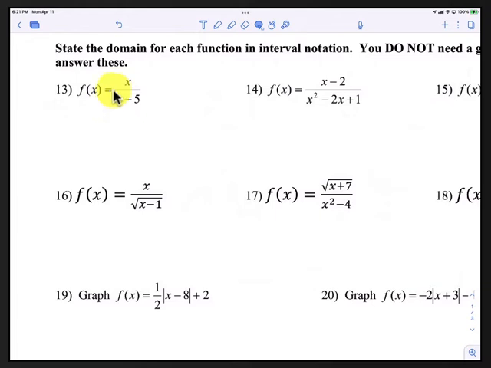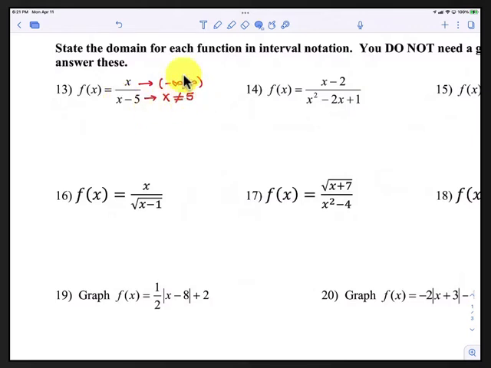All right, the function is f of x equals x divided by x minus 5. Let's look at the numerator. What is the domain of just the numerator? Well, we could use all real numbers for x in the numerator. There are no restrictions, so that's negative infinity to infinity. Well, what about the denominator? In the denominator of a fraction, we know that the denominator cannot be 0. Therefore, x cannot be 5.